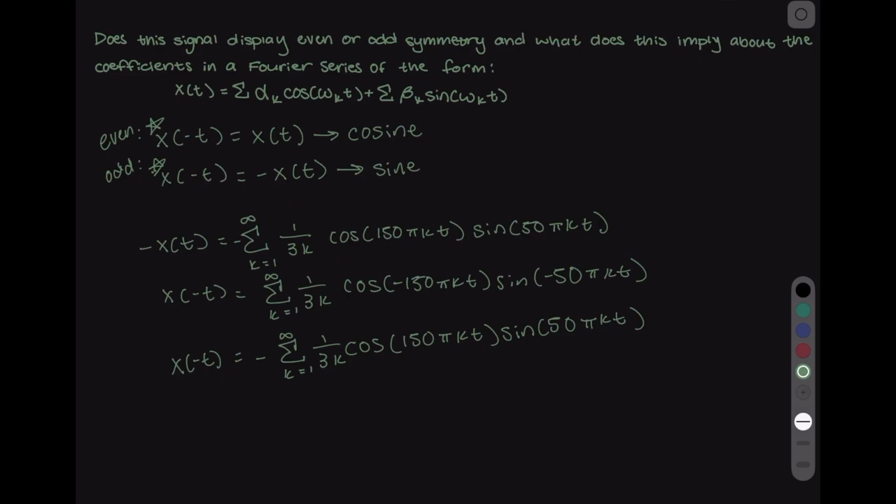What this implies, going back to this form, is that we're not going to be seeing any cosine terms in this form of the signal, because that would display even symmetry. And so if we're not going to be seeing any cosine terms, we can infer that our a of k is going to equal 0, and we know that our b of k is going to have to be non-zero because we can observe odd symmetry.